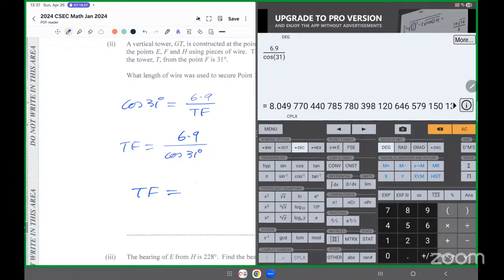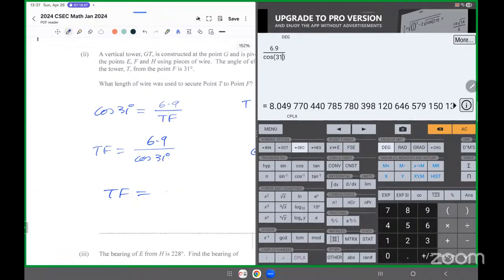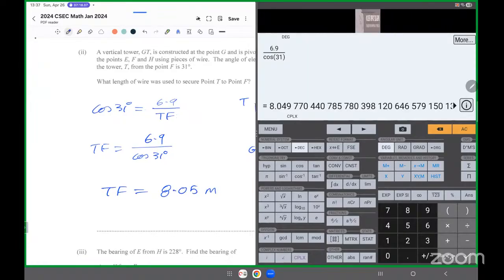The length of the wire is 8.05 meters. 8.05 meters, the length of that wire.